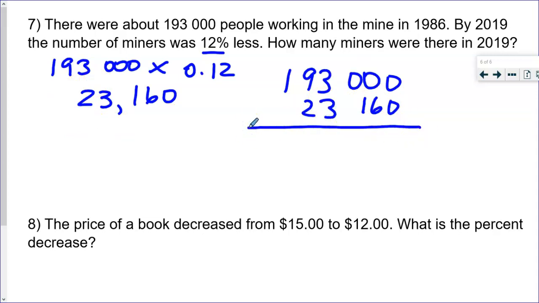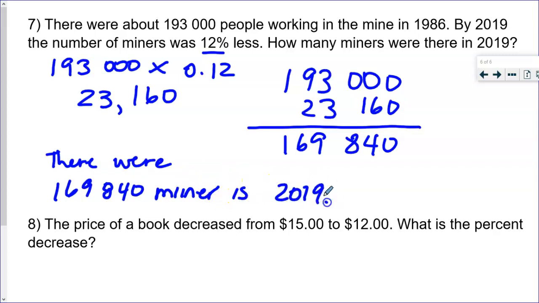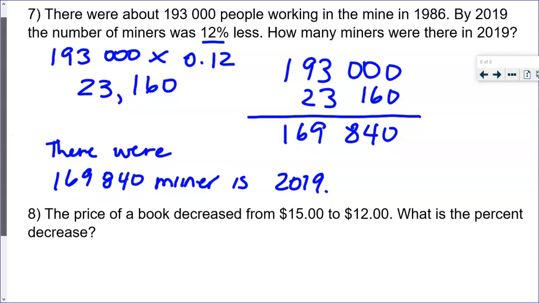And your answer will be 169,840. And because it's a word problem, you would write out there were 169,840 miners in 2019. Okay, so this question only needed a few steps. Now let's see the next one.